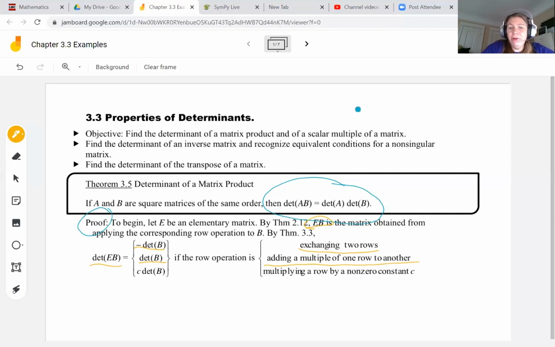And if the elementary matrix is multiplying a row by a non-zero constant c, then that determinant is going to become c times the determinant of B. So depending on the row operations corresponding with our elementary matrix E, we have three possible outcomes that can happen to the determinant of the product. We can get a negative determinant, we can have the determinant unchanged, and we can have a constant c multiplied by the determinant.